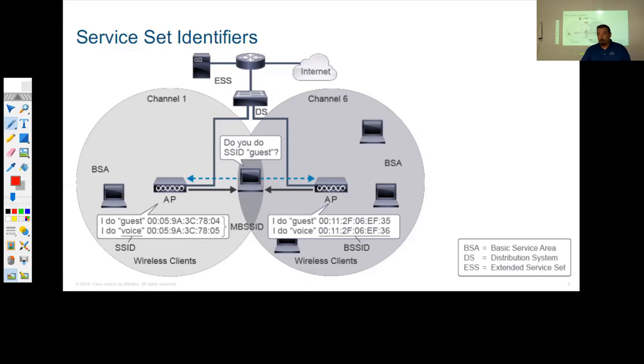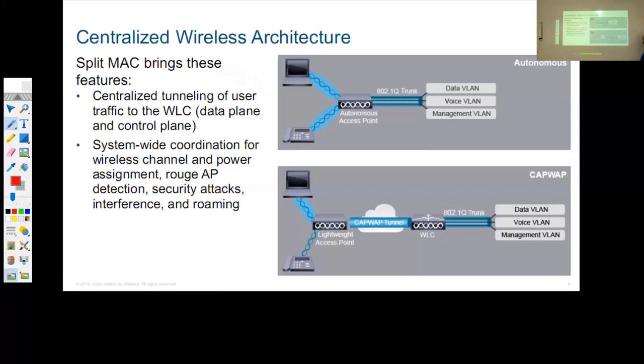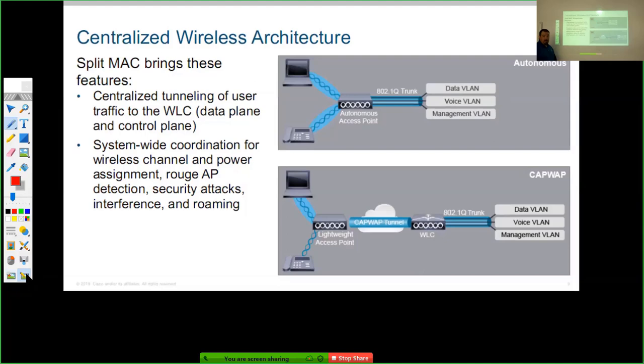They show, as far as the centralized access architecture that we have, a couple things we can do. They show the split MAC brings these features. Split MAC essentially tells us what's going on within the different devices that are connected to the wireless access point. And when we deal with an autonomous access point, each one of our SSIDs is directly mapped to a VLAN on the wired network. So this link from our access point out onto the wired environment has to be a trunk link right here. And it needs to carry multiple types of traffic.